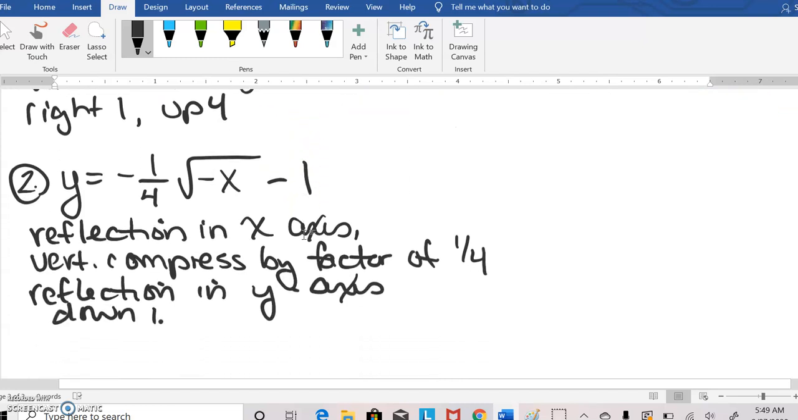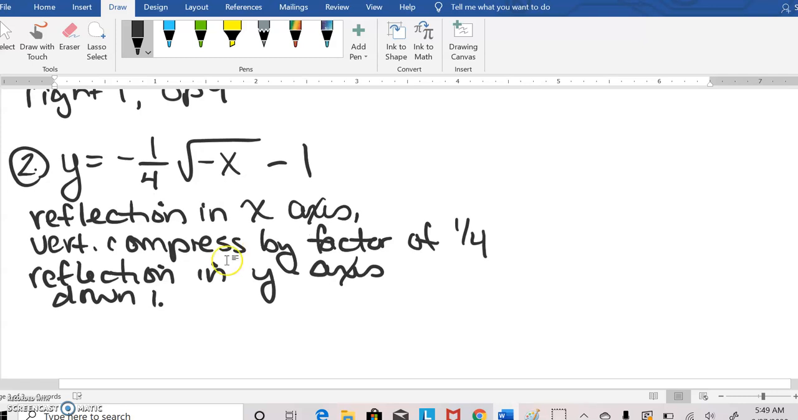Okay. Number 2, start left, work right. So read it left to right. The negative here, we know what that does. It's a reflection in the x-axis. Please try and use the words x-axis because if you just say reflection, we're now focusing on the x and y-axis. So it's a reflection in the x-axis, a vertical compression by a factor of a 4th.